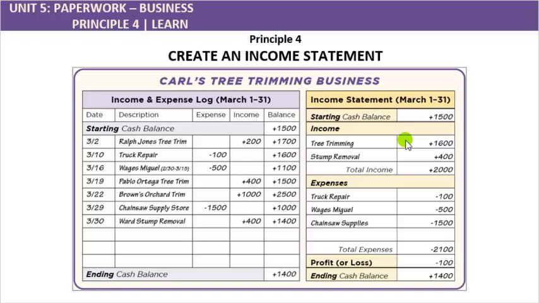An income statement puts similar entries into categories so that you know how much you are spending or receiving in specific areas. Notice how all the tree trim income and truck repair expenses are grouped together on Carl's income statement over here.